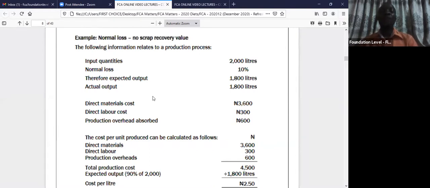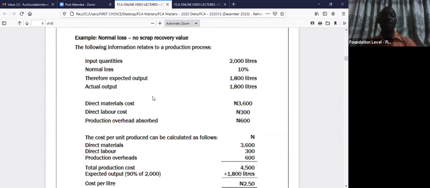Now, if your actual output is the same as your expected output, that is 1,800, it means there is no abnormal loss. What you expected came to pass. There is no abnormal loss, no abnormal gain. Your direct material cost, the 2,000 liters you put in at the beginning, cost you 3,600. Your labor, which is the workers you pay to convert, and your production overhead is 300 and 600. So I will sum them together and say conversion cost is 900.